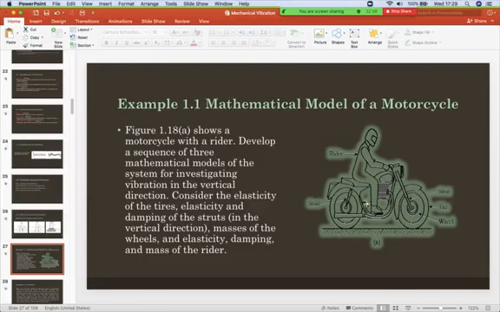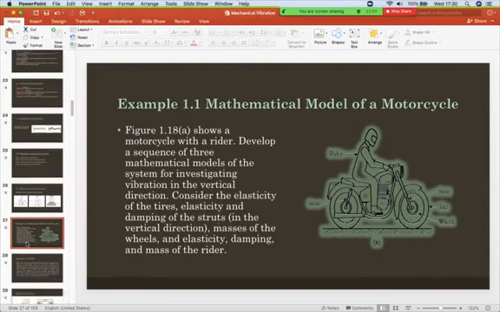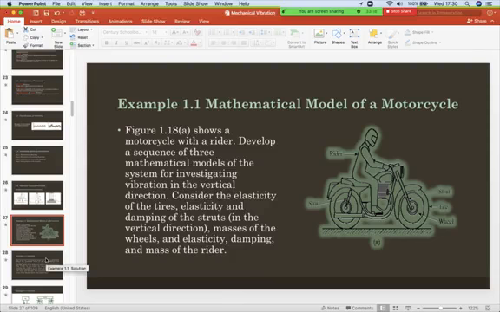Of course, the masses of the wheel. We have to consider the weight of the wheel, so make sure that it is light, made of aluminum or whatever materials can lighten the motor itself. And the damping and the mass of the rider. So these are the three important systems for mathematical modeling of a motorcycle. There are a lot of manufacturers of motorcycles, and they refer to this mathematical modeling system on how to investigate vibration in the vertical direction.